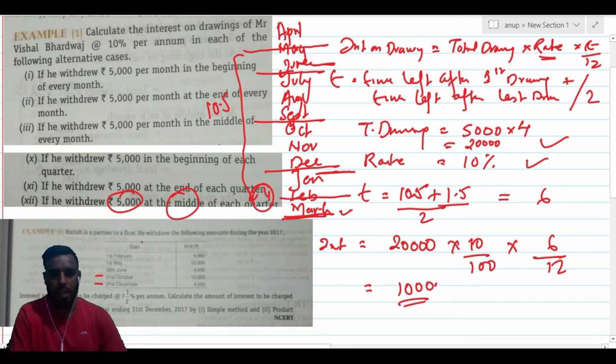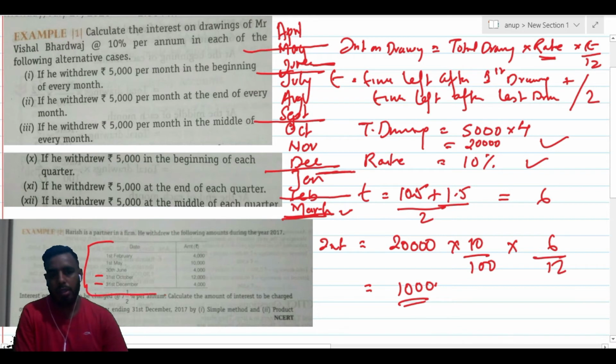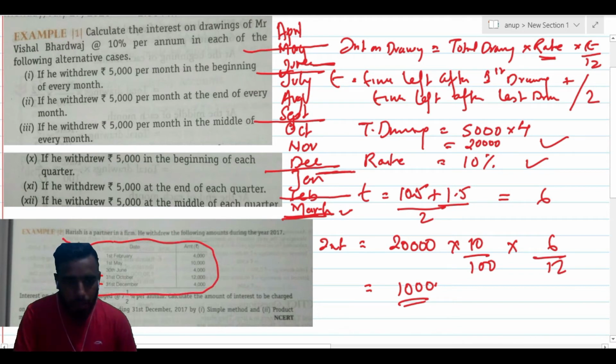Okay, I hope you have understood this method of calculation of interest on drawing. Okay, after this we'll be calculating interest on drawing on the product method on this question. Okay, and the example of Harish.